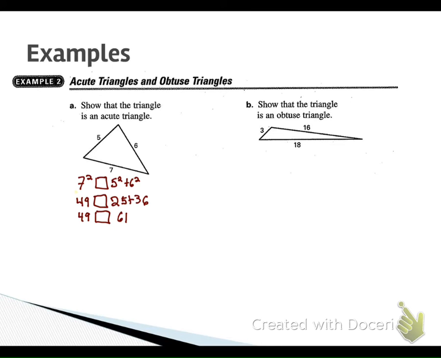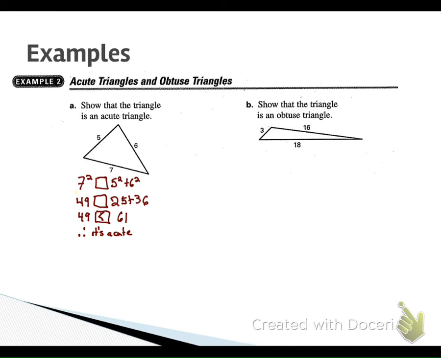So with the 61, is 49 less than, greater than, or equal to 61? Yep, so we're going to put in our less than sign. Right now we see that c squared is less than a squared plus b squared. So what type of triangle is this? Therefore, it's acute. And we showed that it was acute by doing our math, and by showing this step here, we're able to show it.